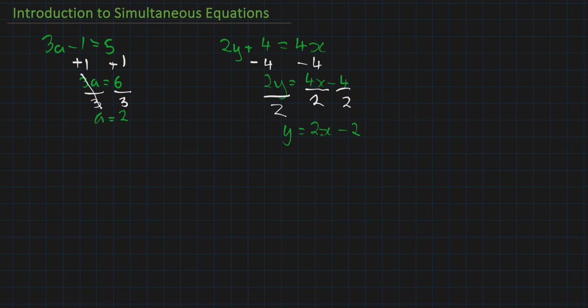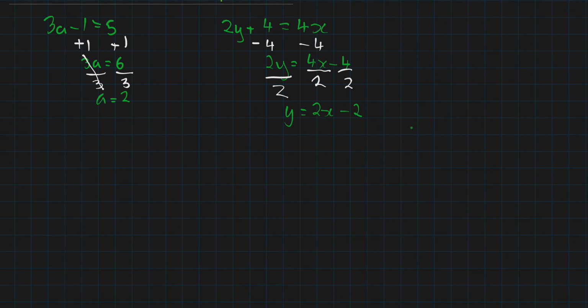So if x was 1, we'd end up with y being 0. If x is 2, we'd have 2 times 2 minus 2, so y would be 2. And we could put any value for x in and get another value for y. So we don't have just one solution for x and y. We can't solve this equation because it's just a line with infinite solutions. So this is why we need simultaneous equations.